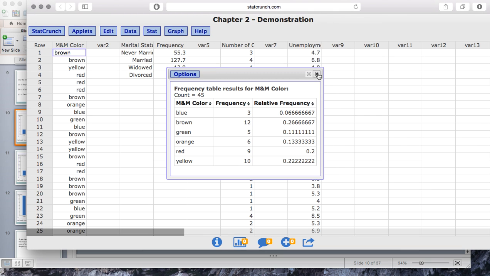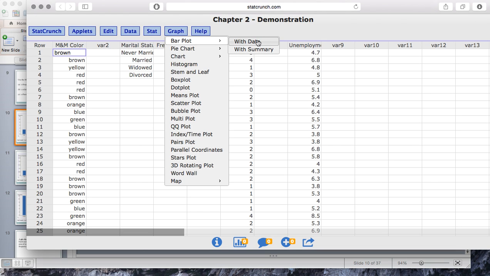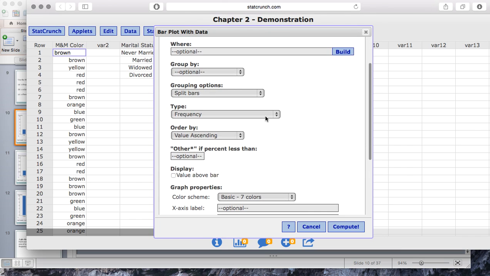So I'm going to go ahead and close out of my frequency table, and I'm going to go to graph, bar plot, and then with data because I have the actual raw data in my M&M color column. If I already had summarized data where it had the number of brown, the number of yellow, the number of red, then I would do with summary instead of with data. But I'm going to do with data. I'm going to select my M&M color, and for the first one I just want frequency, so I'm going to leave that there, and I don't want any particular order, so it's just going to put it in ascending order based on value, which I think is the name of the color.